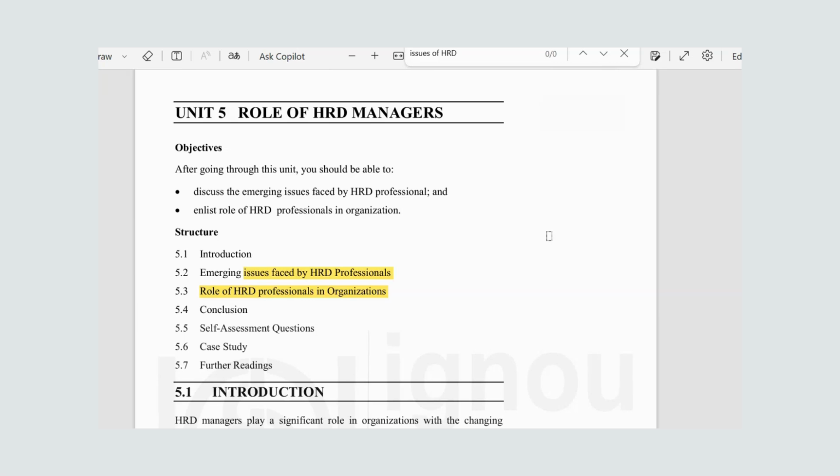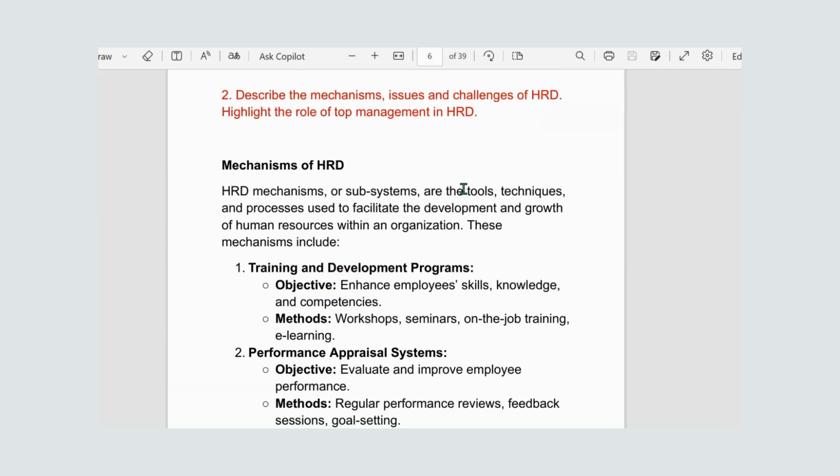So in Block 2, Unit 5, Role of HRD Managers, in this unit we can find the answer for the issues faced by HRD professionals, and the role of HRD professionals in the organization. Okay, so let's see what are the challenges or the issues that are faced by HRD, and let's see the role of top management in HRD.